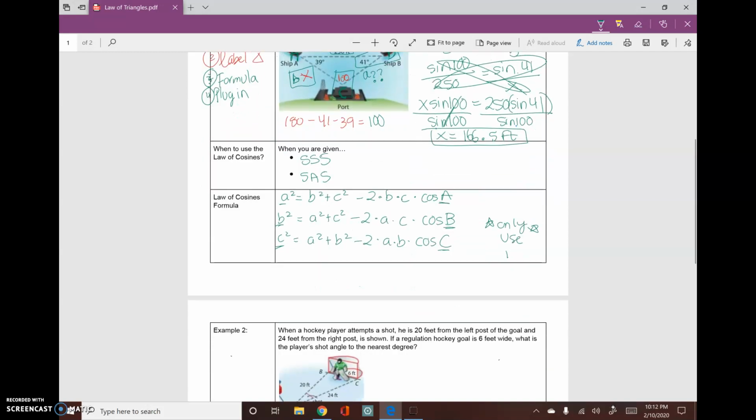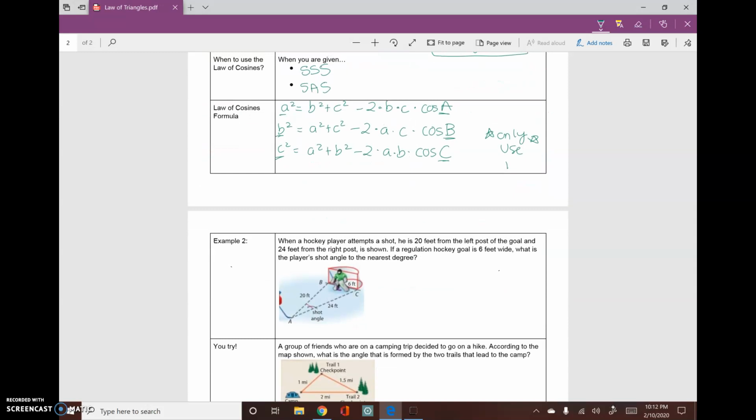All right, moving on to example 2. The question gives you all the information, 20 feet, 24 feet, and we are trying to find the angle to the nearest degree. So this angle in here. We're going to label our triangle. We have capital A. Across from capital A at 6 feet is little a. Across from capital B, we have little b. Across from capital C, we have little c. I'm trying to find A. So that's the one I know that for sure I need to have.